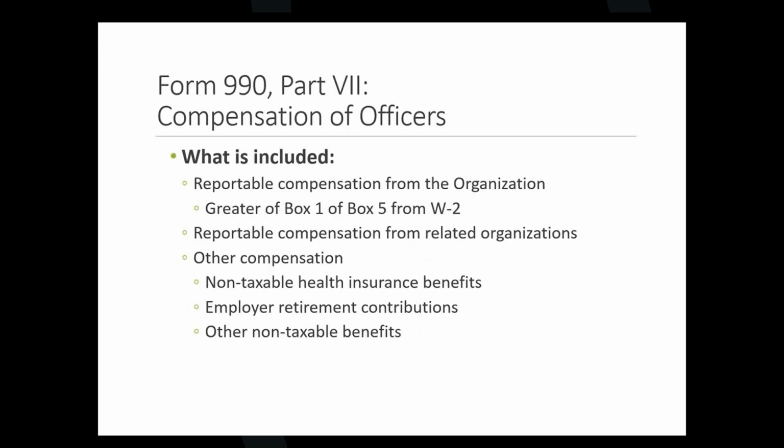Now that we've gone over who is included, what is included in this section? There are 3 columns. The first column would be reportable compensation from the organization. So this is generally the greater of box 1 or box 5 from the W-2, but this may include other items. The second column is reportable compensation from related organizations. This part may be easy to miss if you're not careful, but this usually comes up for supporting organizations.